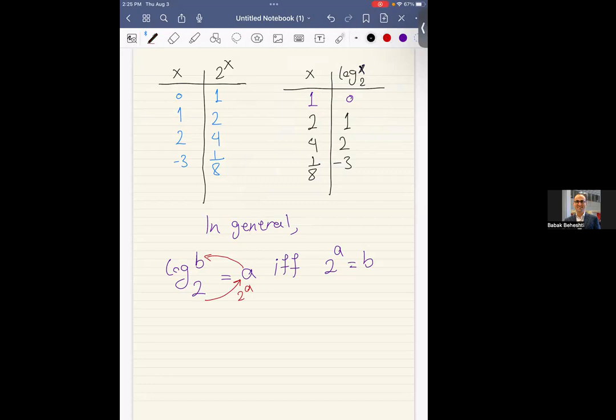For example, as I just said, what is the logarithm of 8? Or what is the logarithm of 4 with base 2? It's 2, because 2 to the power 2 is 4. Now, what is the logarithm of 1? The logarithm of 1 is always equal to 0, because 2 to the power 0 is 1, right?